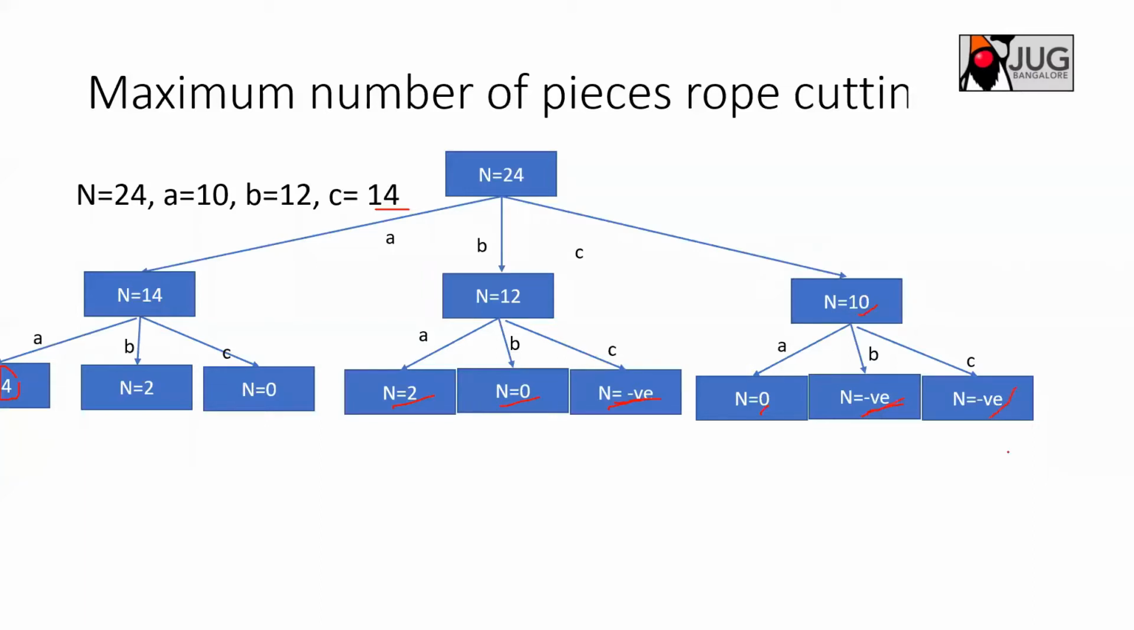So in case of negative, you cannot cut, and that could be your base condition. You return -1 in that case, because that is not a possible cut. And in case of 0, that is a valid cut, because you hit the 0 condition. That means you are able to make the rope with the proper cut. So what you are doing is making a first cut and then a second cut, something like this.